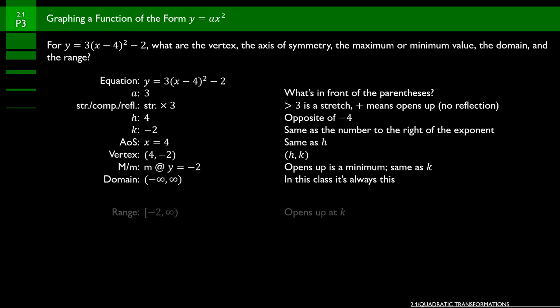The range, all we're going to do is look at either the k value of the vertex or we look at the minimum or maximum value, and that's going to be on this one, -2. And since it's a minimum, that means that it's going to be the first number that we put into our interval notation, which is -2. And since it's going upwards to infinity, we're then going to put infinity.